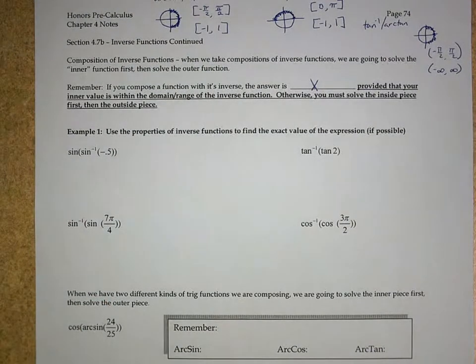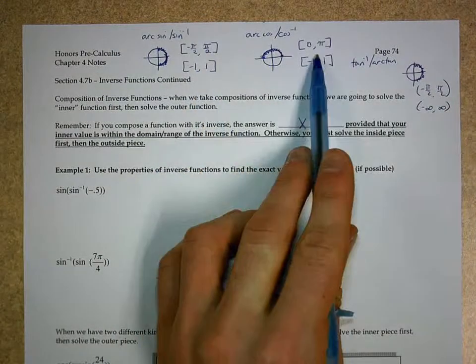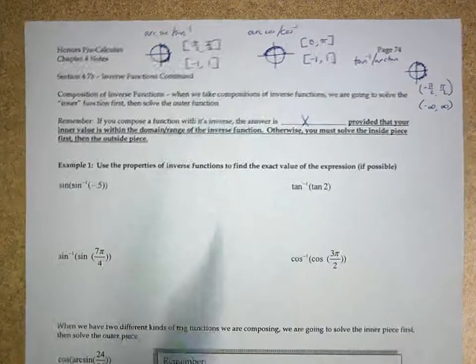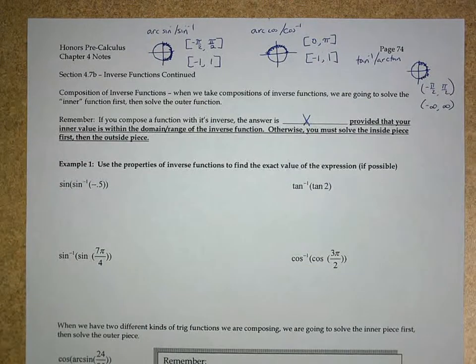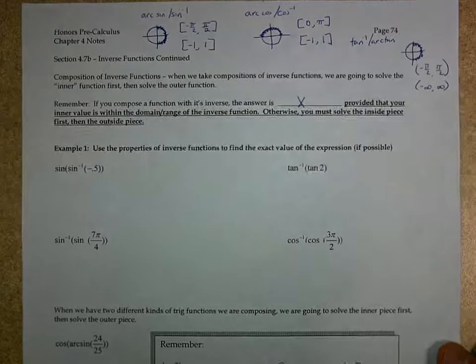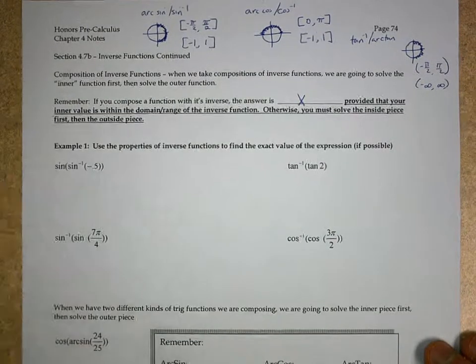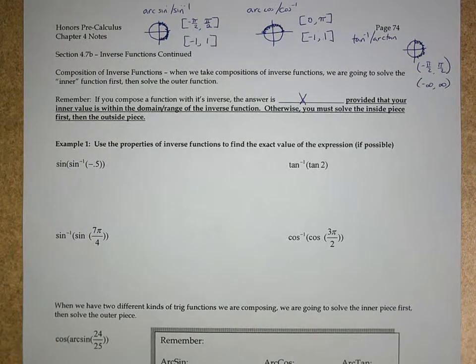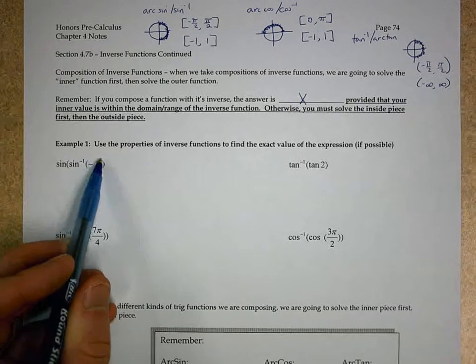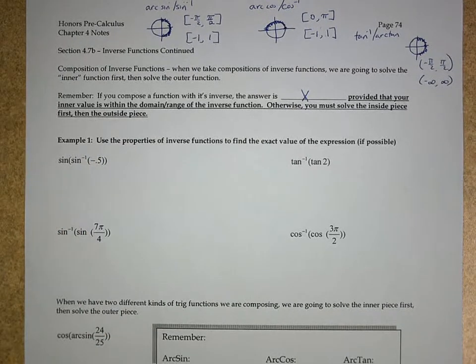So I've got to use those restrictions, and if my given problem falls within one of these restriction ranges, I can say, yes, the sine and the sine inverse, or the tangent and the tangent inverse, are going to cancel each other out. So the first one, sine and sine inverse of negative 0.5. Does negative 0.5 fall within the domain or the range of one of those trig functions? And since I'm looking here at the sine inverse, I'm looking at the result of a sine function.